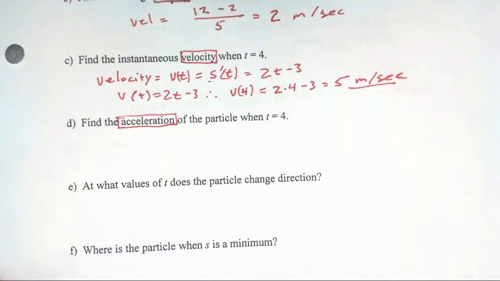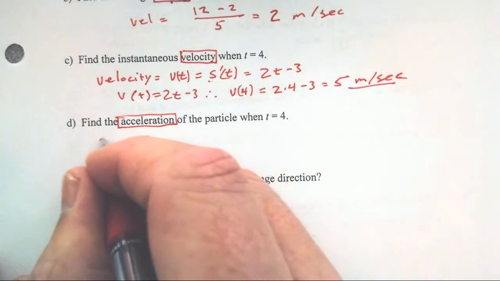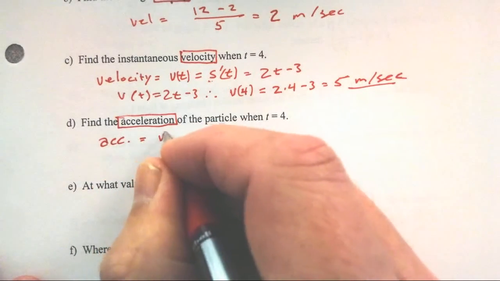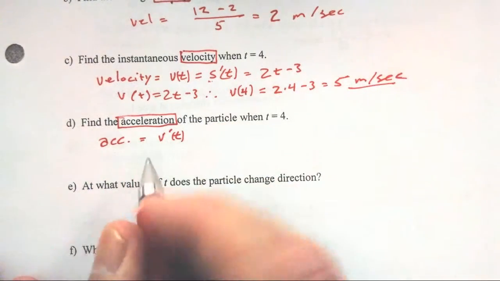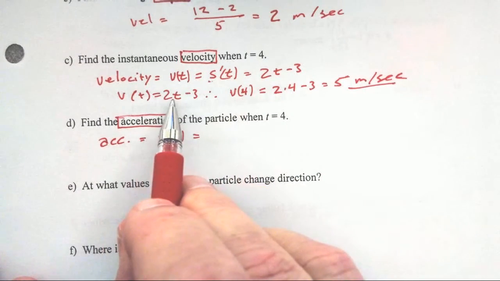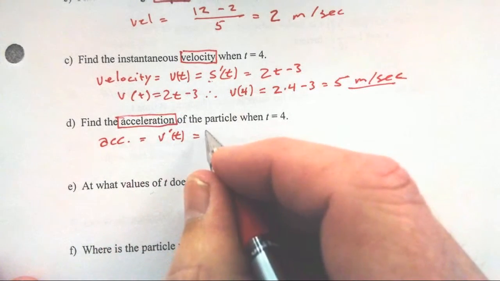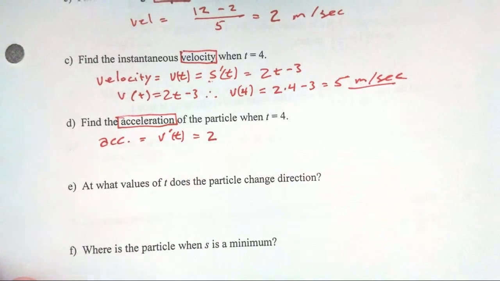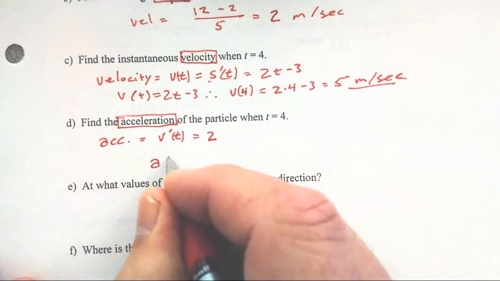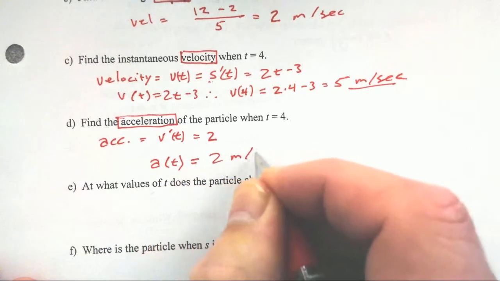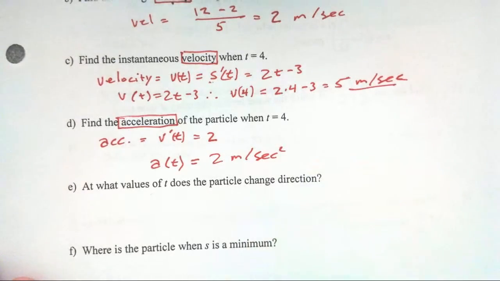Find the acceleration of the particle. Well, our acceleration equals velocity's first derivative. Velocity is 2t minus 3. Velocity's first derivative is just 2. So our acceleration at time t is 2 meters per second squared.